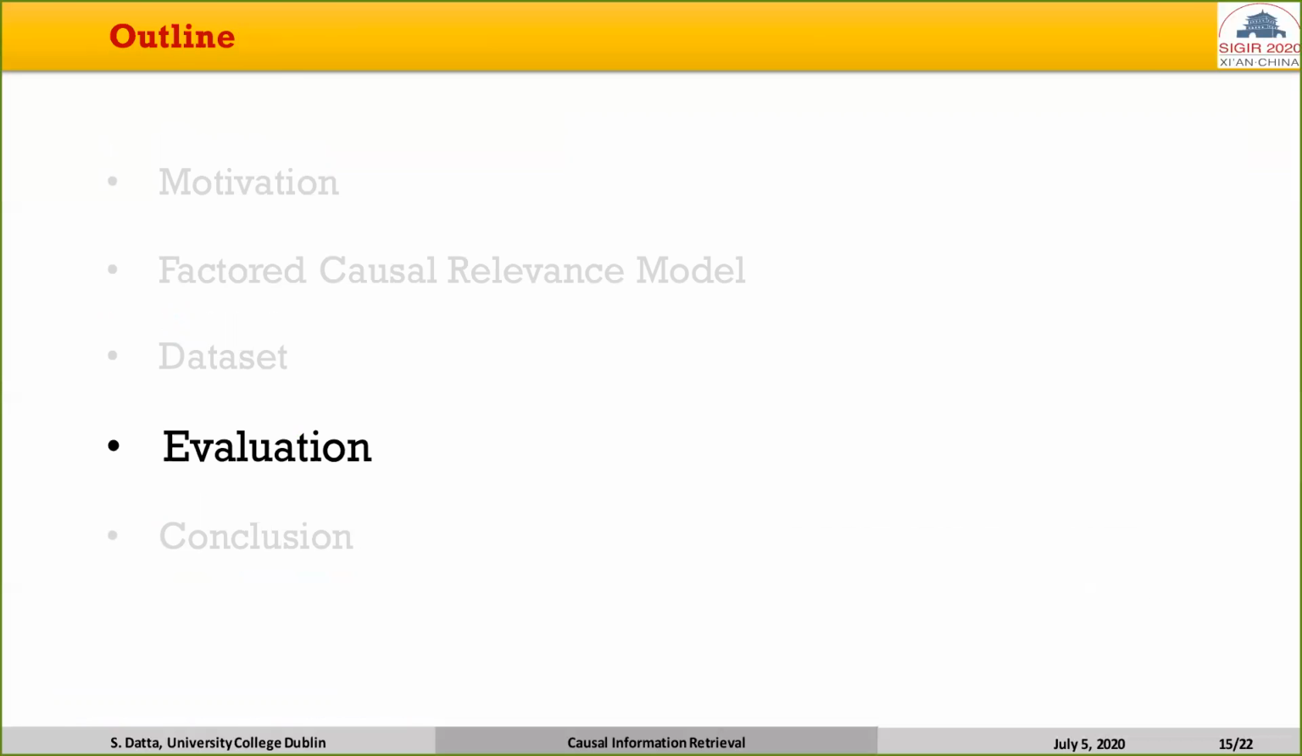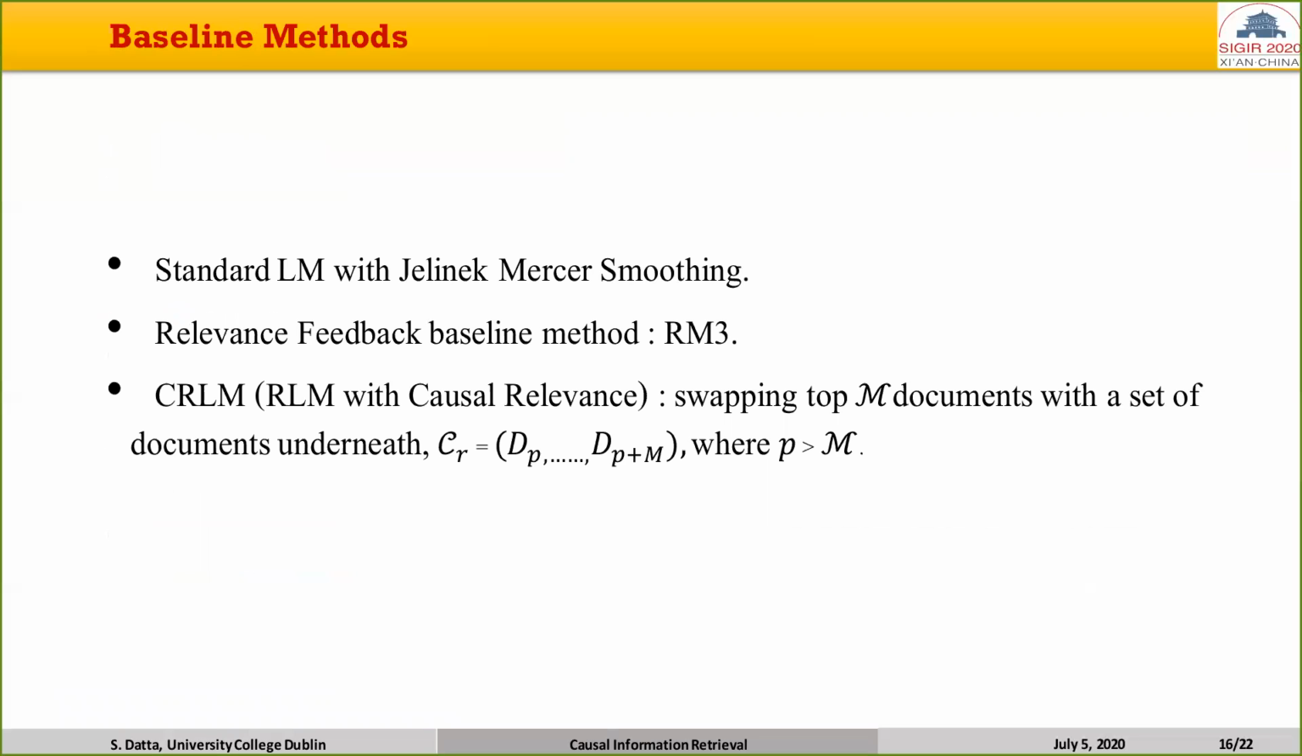So let's talk about the evaluation. These are the baseline methods that we have applied. Firstly, we experimented with the standard language model with Jelinek-Mercer smoothing. Next, we applied a relevance feedback baseline method, which is vanilla RM3. And the third baseline method we used is the RLM with causal relevance, which is also abbreviated as CRLM.